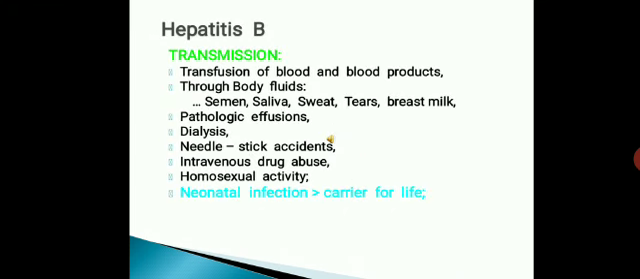Transmission of hepatitis B virus is mainly through the blood and blood products, through body fluids such as semen, saliva, sweat, tears, breast milk, pathological effusions such as peritoneal effusion and pleural effusion, through dialysis, through needle stick accidents, through intravenous drug abuse, through homosexual activities, and if a neonate gets infected, it becomes a carrier for life.